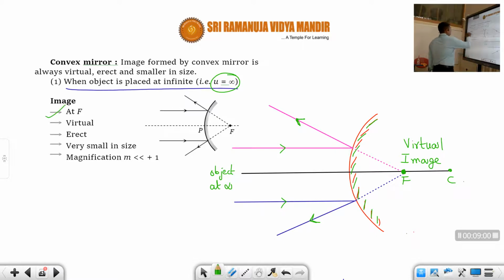First of all, what is the position of image? It will form at the focus. And what is the nature? Virtual. And any virtual image is always erect. And what about size? Very small size. And magnification is very, very less than 1. So this is one position of object.